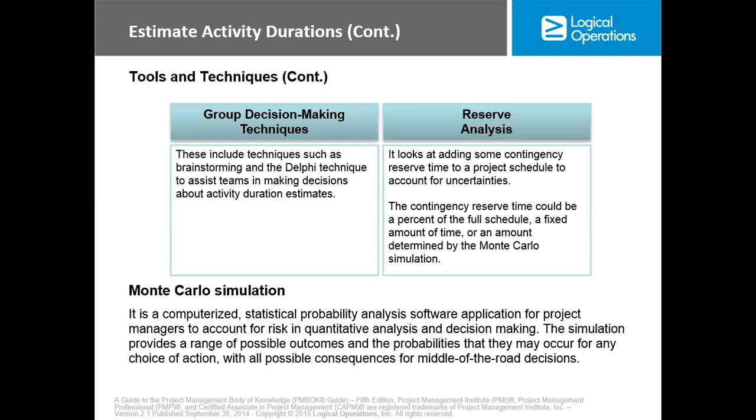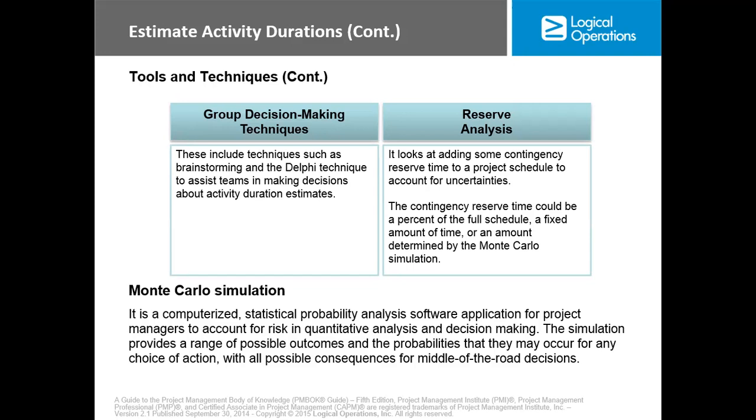The reserve analysis looks at adding some contingency reserve time in a project schedule to account for uncertainty. Okay, now when you use terms like plus or minus 2 weeks, you are actually doing reserve analysis. Now for the Delphi technique on the group decision-making technique, we all know what brainstorming is. Delphi technique is where a group of people anonymously give you information about what they believe should be something, and with that you make a decision.